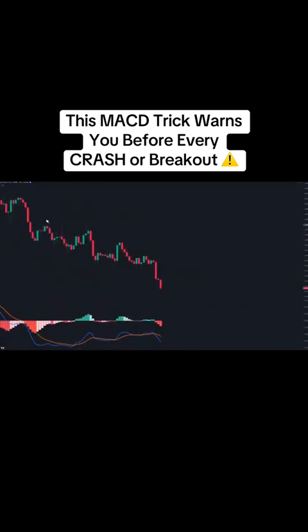The same logic works for demand zones. Price forms a lower low into strong support, but MACD prints a higher low. That's your bullish confluence. Momentum and price are both hinting the same direction.